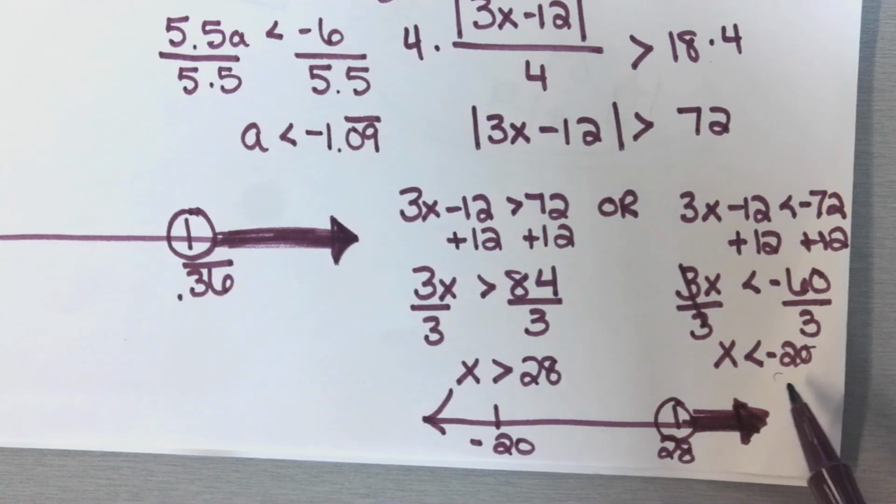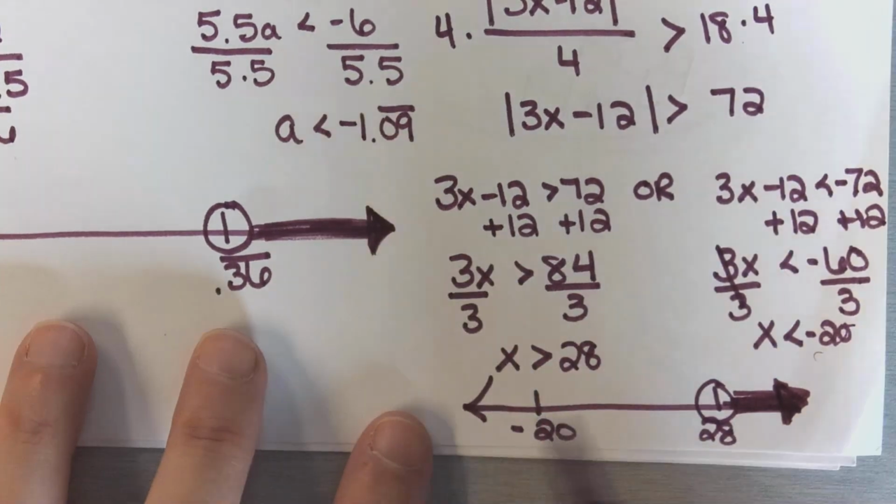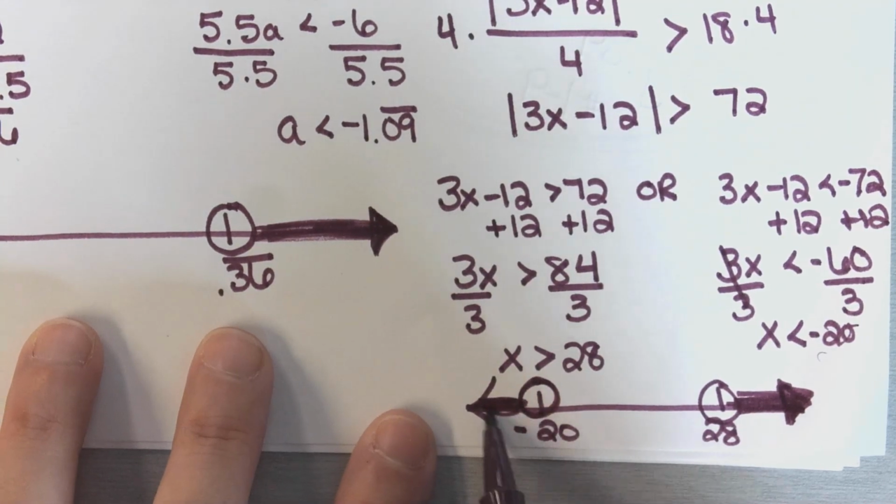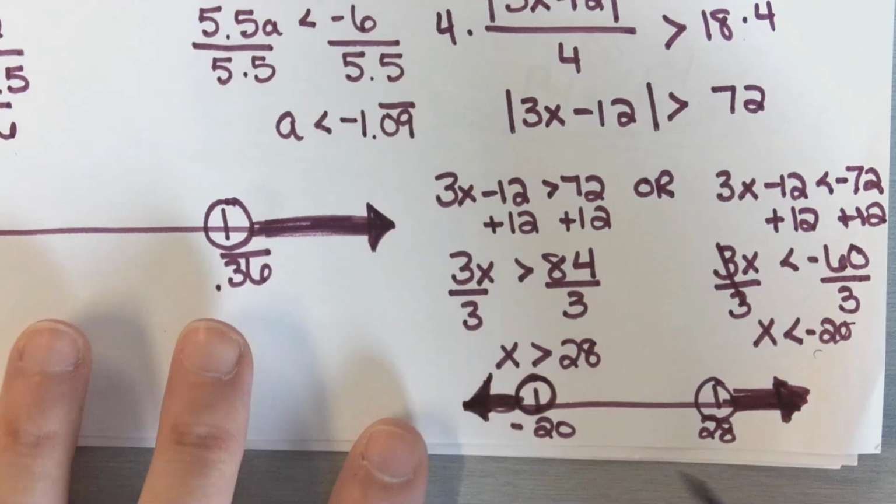This one says smaller than negative 20. Open or close circle at negative 20? Open. Which way should we shade? Yes. Alright, I think we need to do a couple more of these together.